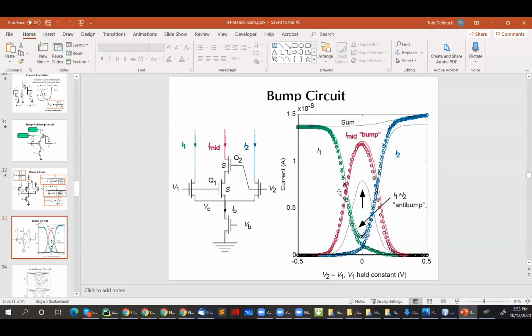And so now you see the green curve and then the blue curve, right, for the anti-bump, and then you get the red curve for the bump.